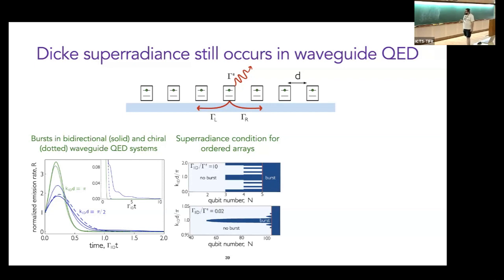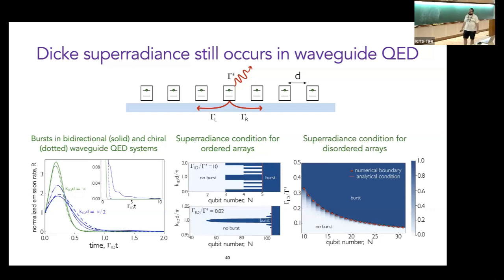The numbers on the bottom are relevant to experiments with cold atoms coupled to nanofibers. And there you need a lot more atoms, but still something on the order of 50 to 100 should be enough to start probing this physics. And we can also look at disordered arrays.